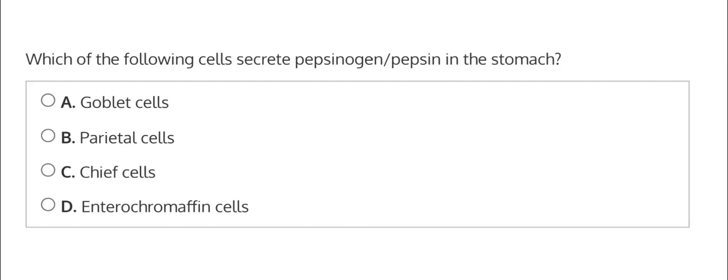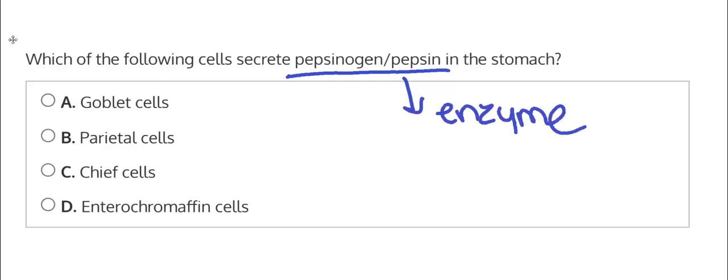Which of the following cells secrete pepsinogen or pepsin into the stomach? So in order to properly answer this question, we should remember what pepsin or pepsinogen is referring to. Pepsin or pepsinogen is an enzyme which helps to break down proteins for digestion. So, an enzyme for digestion.